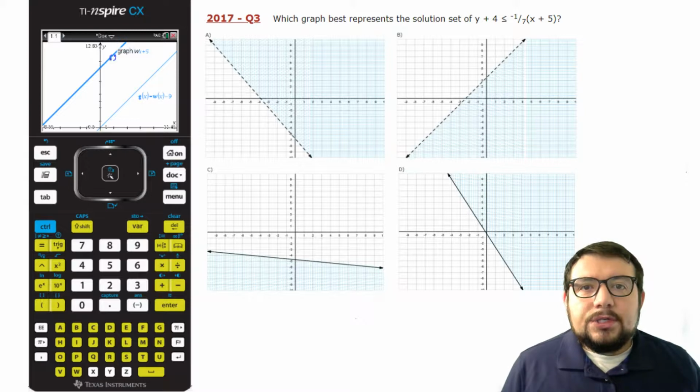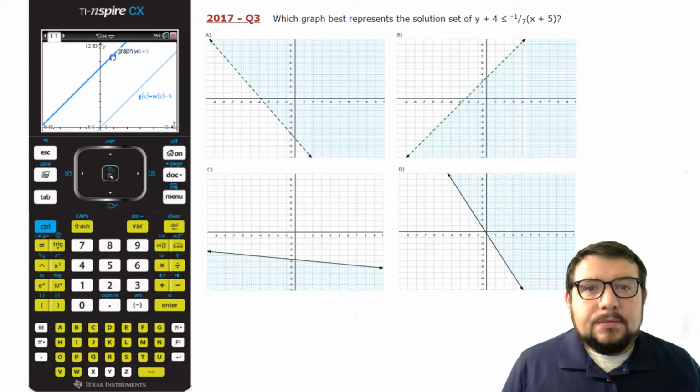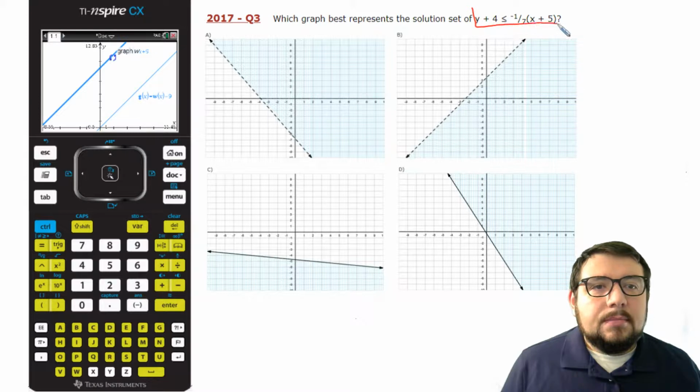Today we'll be solving question 3 from the 2017 Algebra 1 STAAR using the TI-Nspire calculator. So let's get started. Okay, so this is a very straightforward question. It says, which graph best represents the solution set of this inequality?